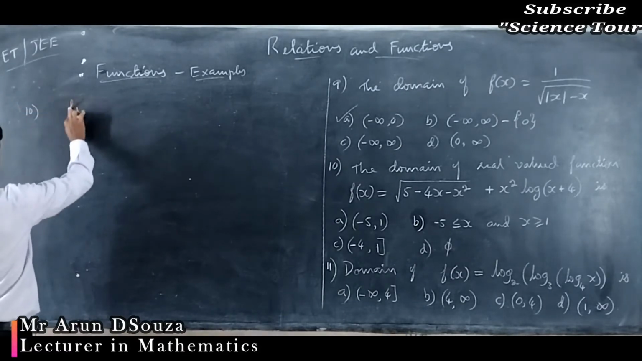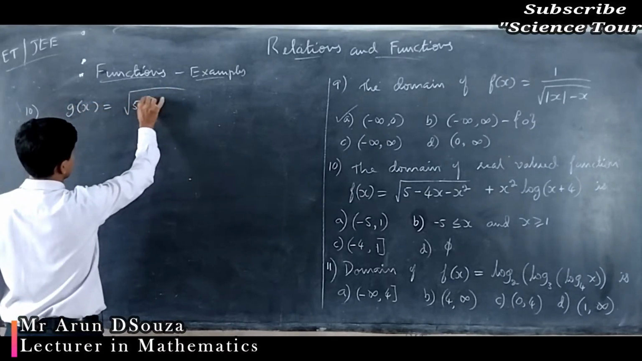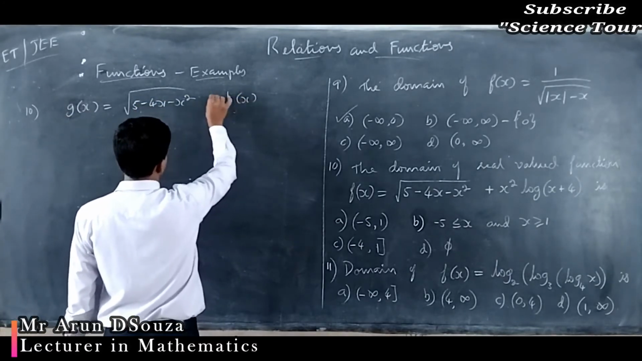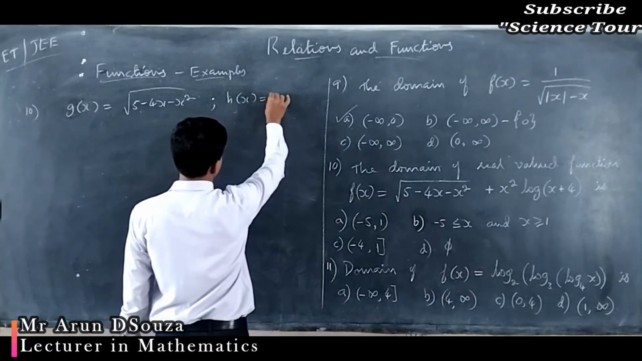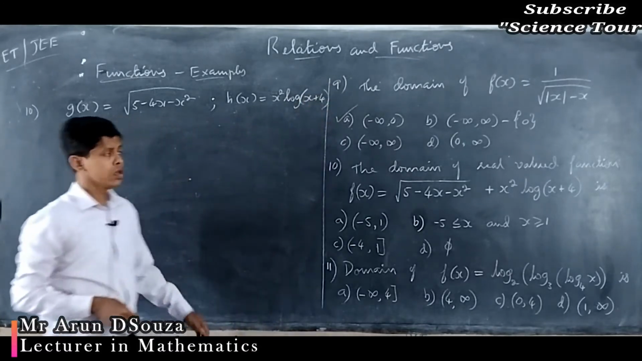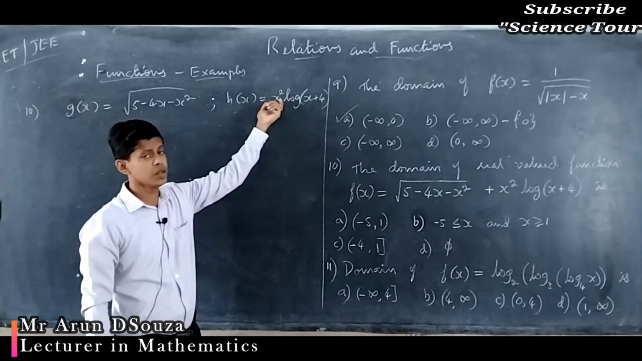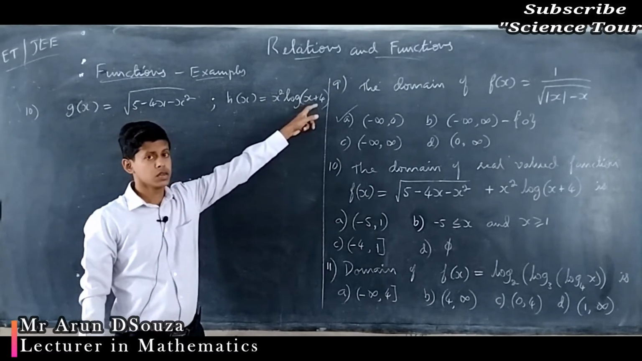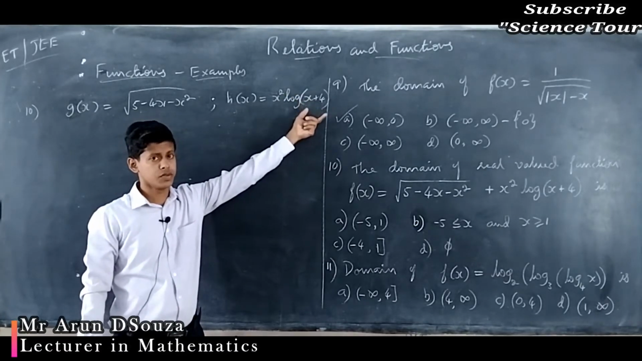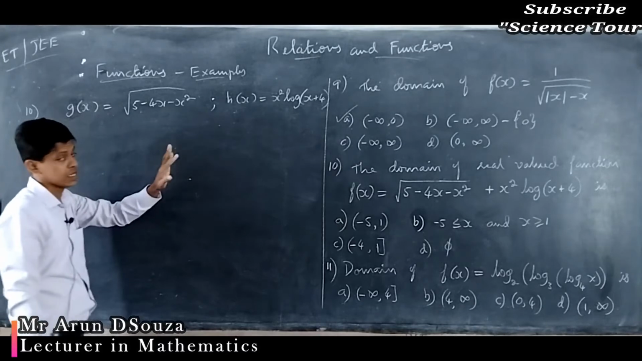Now first let me write g of x as square root of 5 minus 4x minus x square, and then h of x, that is x square and log x plus 4. Well, now see, x square does not have any role to play here. You can put any value in place of x square, but there is a condition for these values, because log takes only the values that are positive. It does not take 0, does not take negative values. That is the thing you have to remember.